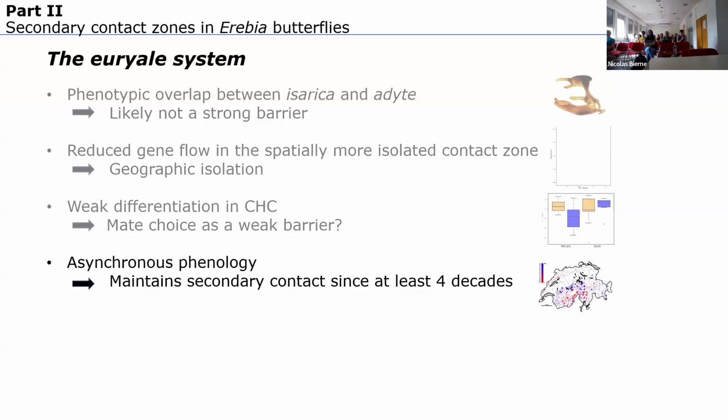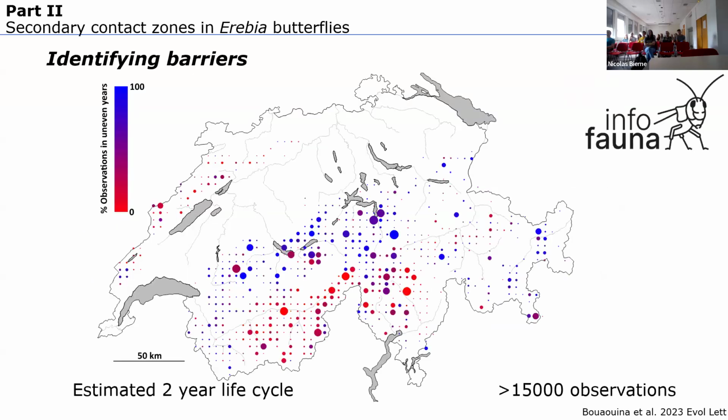So the question was, did this evolve at the zone of secondary contact or not? To answer that, we went to the data of the Swiss Faunistic Institute. After cleaning, we had about 15,000 observational data points. Mind, they don't record subspecies. So what we did is we aggregated the data in 5 kilometer grids and put a color on whether they fly in even or odd years. And what you should see is that we have a part of Switzerland that's primarily blue, another part that's primarily red. And this corresponds pretty well to the different subspecies.